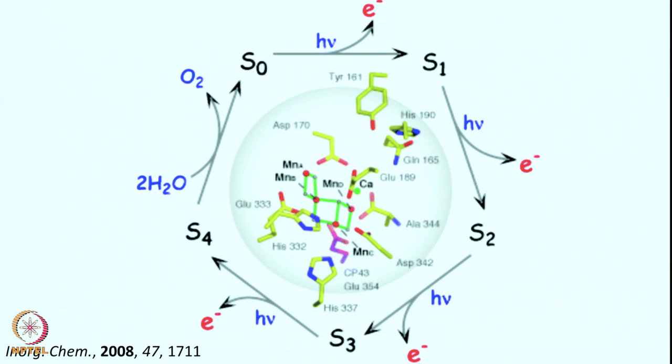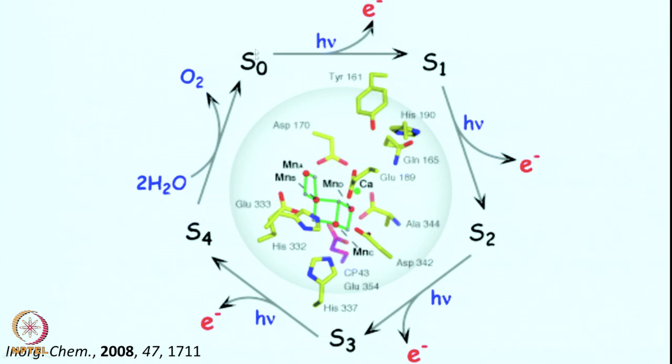Let us look a little bit more into the electronic properties of these intermediates. So, you start with S0, of course all these intermediates have a 4 manganese 1 calcium structure. From the S0, which is the fully reduced form, it is getting oxidized at each step. Each of these 4 steps is dependent on light, but the final step, converting S4 into S0, is not dependent on light.